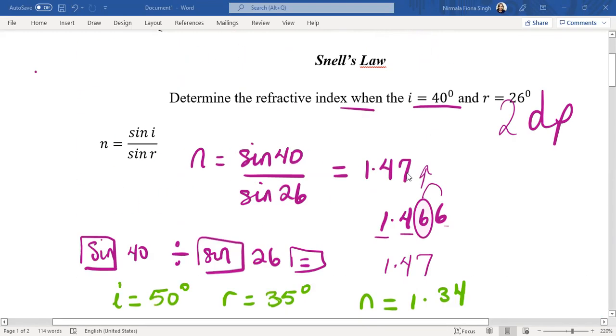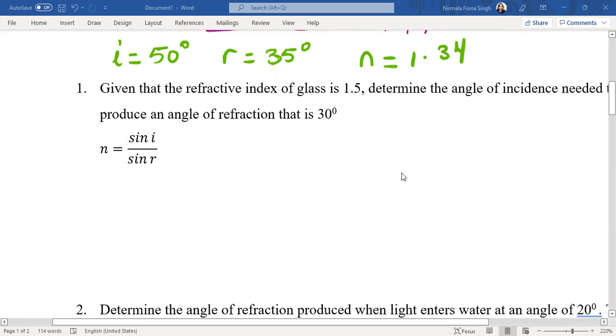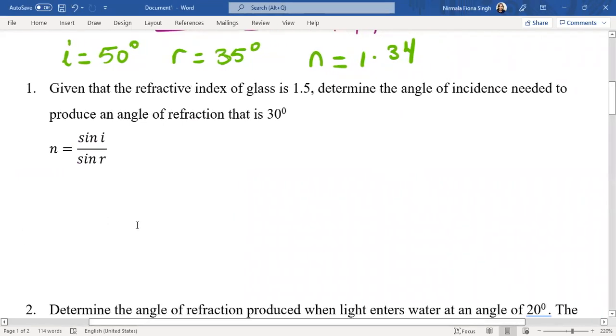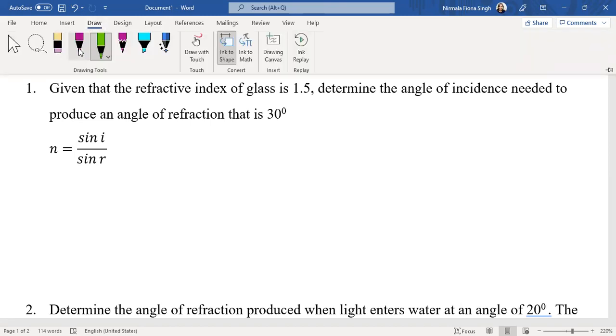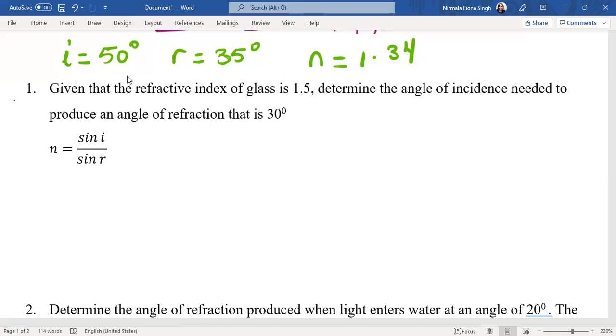Question 2. This is where we're going to be manipulating our equation. Given that the refractive index of glass is 1.5, determine the angle of incidence needed to produce an angle of refraction that is 30 degrees. Here it really does benefit you all to get in the habit of writing down the numbers that you have. So we said that the refractive index of glass is 1.5.